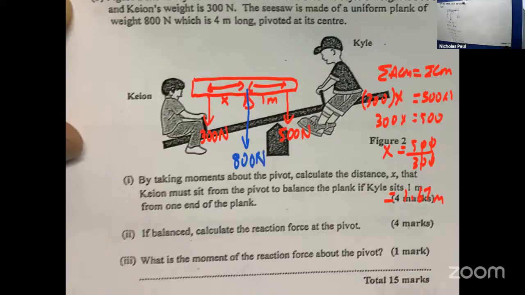The reaction force, right? Why is there a reaction force? Because the wood is acting on the pivot and the pivot is acting back on the wood. So they want us to calculate R. 4 marks. Calculate the reaction force R and then tell them what moment it has.